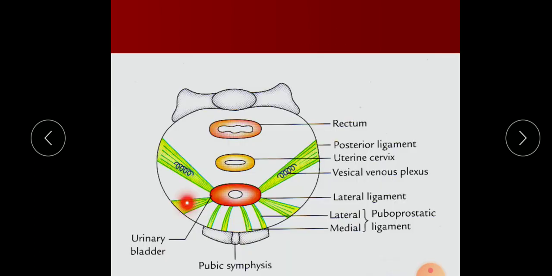And then you find 2 lateral ligaments. These 2 lateral ligaments extend from the inferolateral surface to the lateral pelvic wall. Then you find the posterior ligaments. These are the 2 posterior ligaments extending from the base of the bladder towards the posterior part, and one feature is that these posterior ligaments enclose the vesical venous plexus. So these are the total 8 plus 1, 9 true ligaments you find for the bladder.